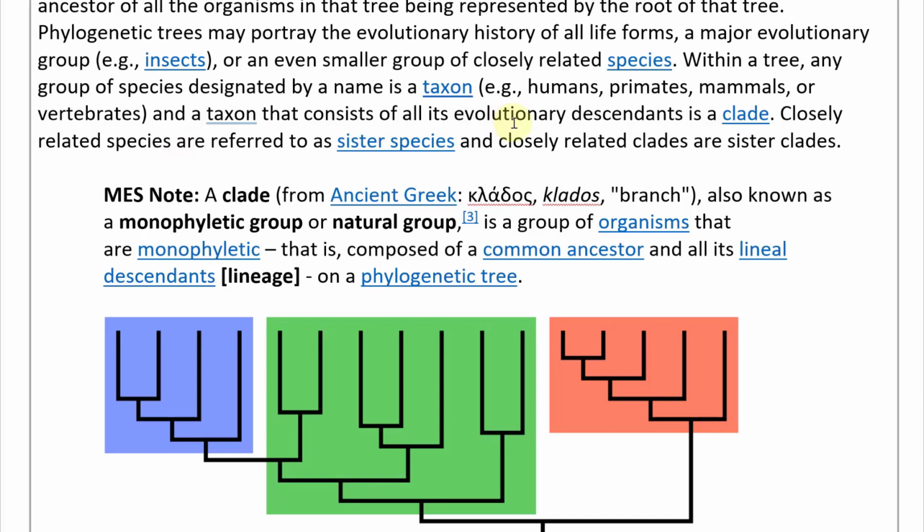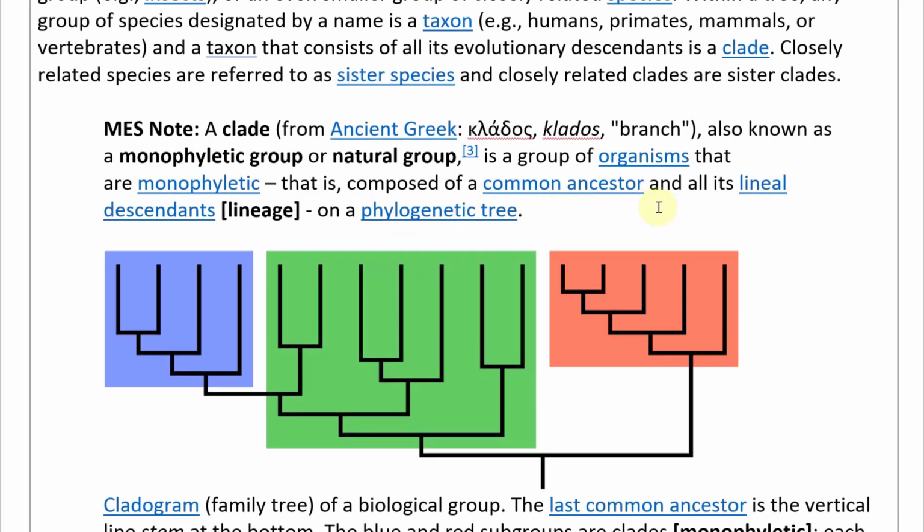So a taxon that consists of all its evolutionary descendants is a clade. And closely related species are referred to as sister species, and closely related clades are sister clades. So a clade, from the Greek klados or branch, also known as a monophyletic group or natural group, is a group of organisms that are monophyletic, that is composed of a common ancestor and all its lineal descendants or lineage on a phylogenetic tree.